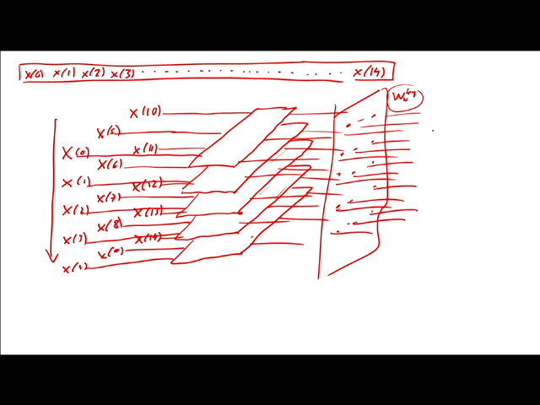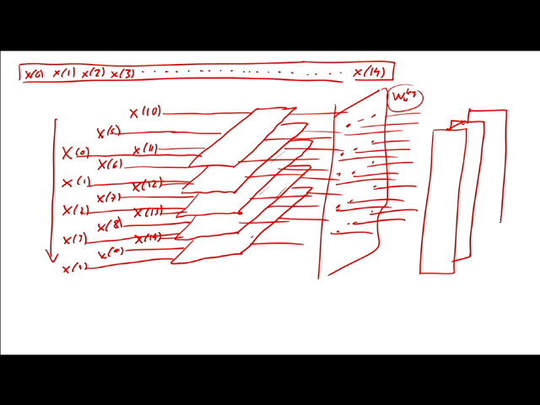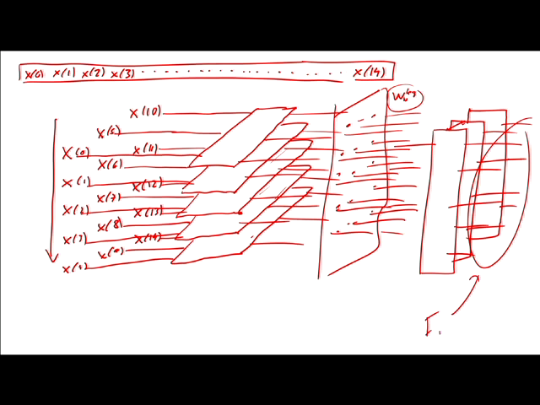And then I take a five-point DFT of each one of these guys, and it produces an output. And then, how does the output look? This guy here, this is our frequency output, but it's in matrix form.